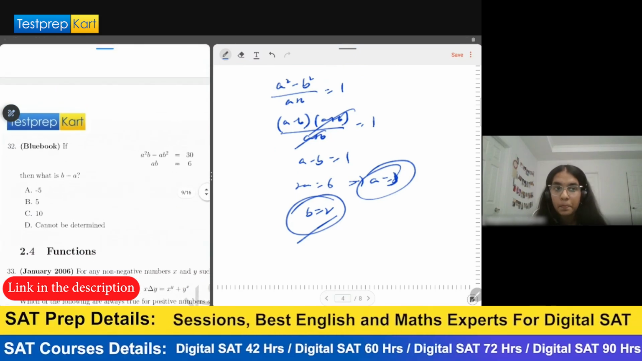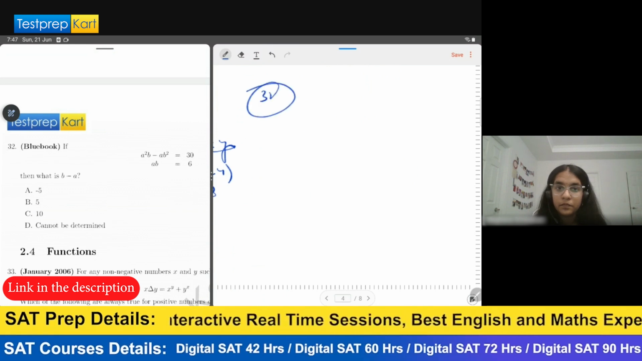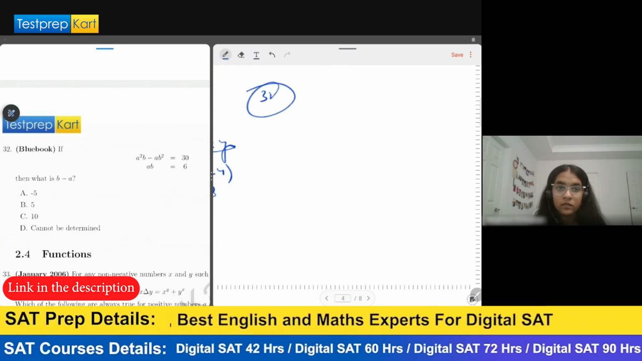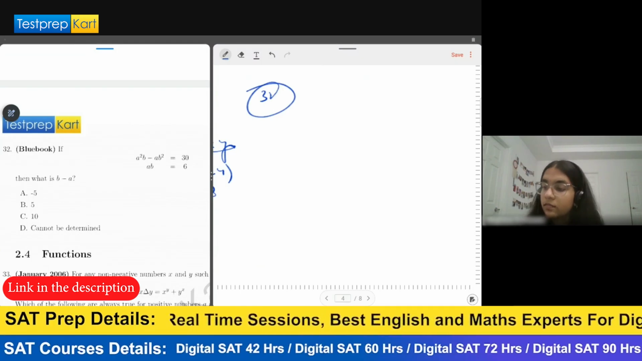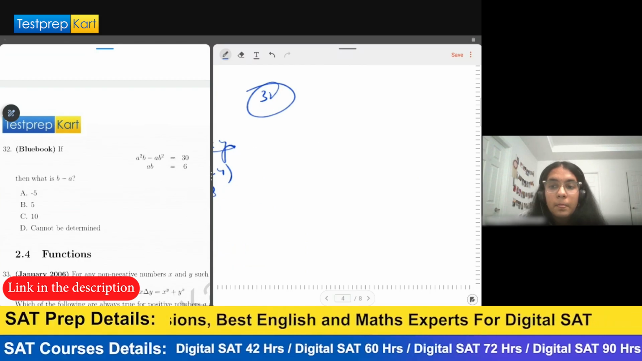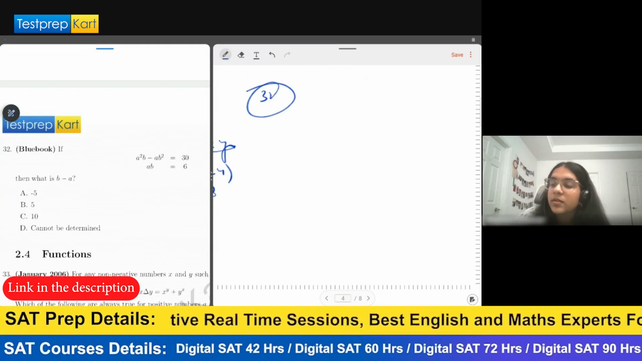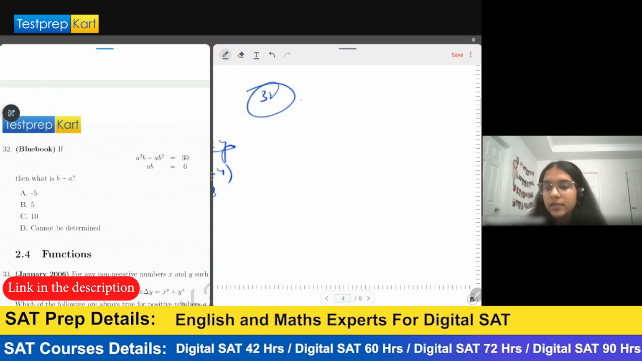Let's go towards this one. Yeah, can you try this? If a square b minus ab square is 30 and ab is equal to 6, then what is b minus a? Got it? No, I'm halfway there, but I don't know what I could do next.